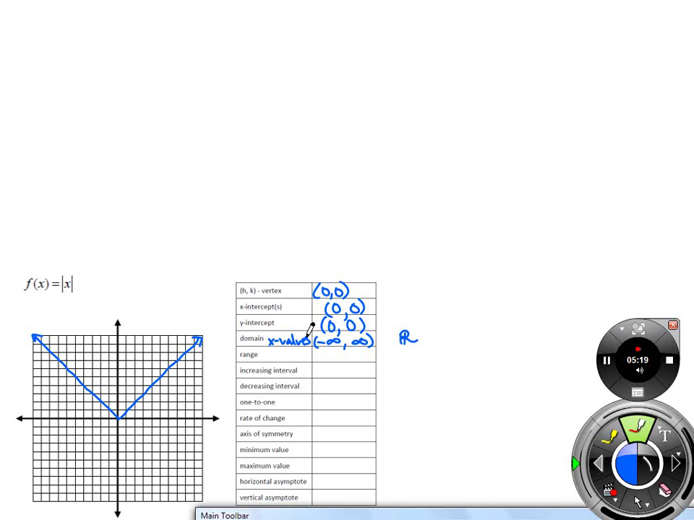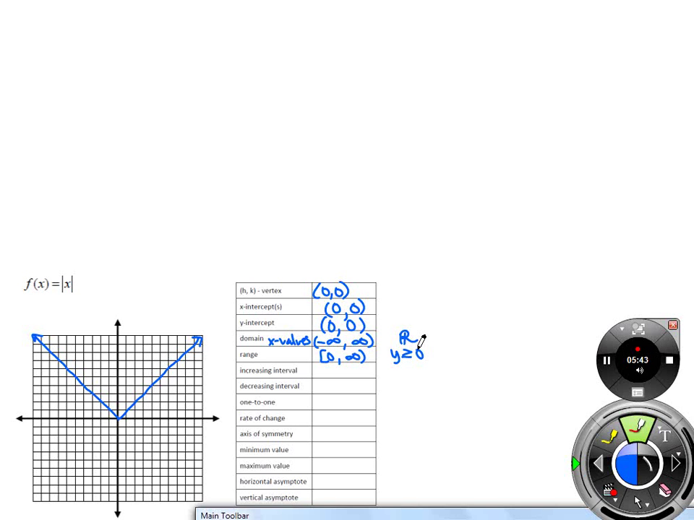Jonathan? Okay, so 0 and positive numbers. So how can I say that in interval notation? Olivia? Good. So it goes from 0 to infinity, but it hits 0, right? Another way to say this that we would be used to saying would be that y is greater than or equal to 0. Okay?